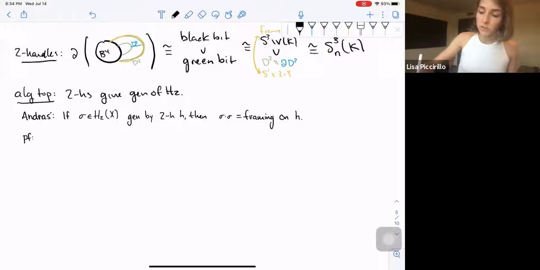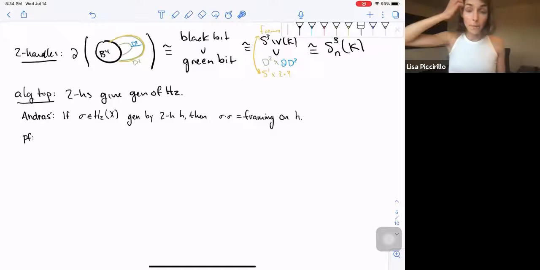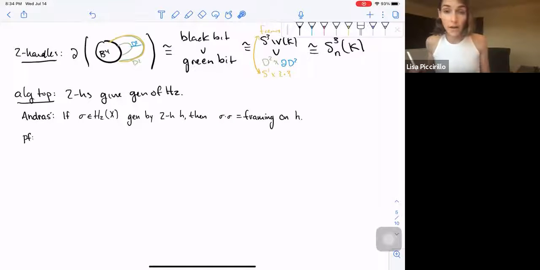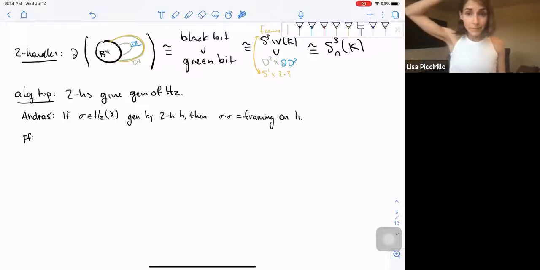They tell us about the intersection form, and Andras told you how. In fact, he gave this as an exercise, and his exercise was more substantial than what I've quoted him as saying here. But what he told you is that if you take some homology class and the two-handle H that provides the generator for it, then the framing on that two-handle is the same thing as the self-intersection of that homology class.